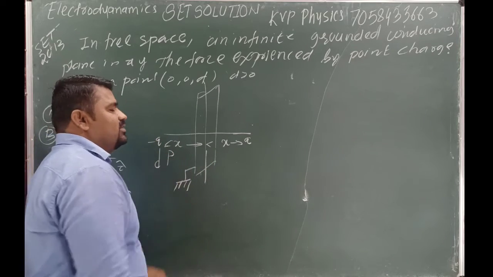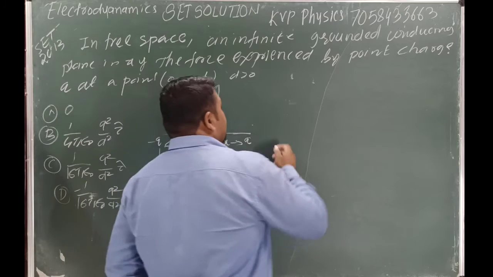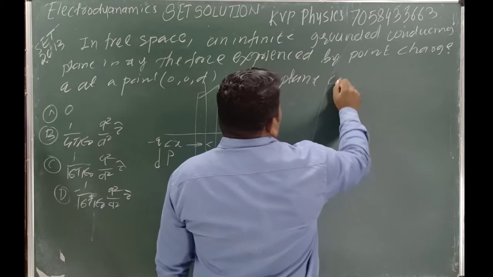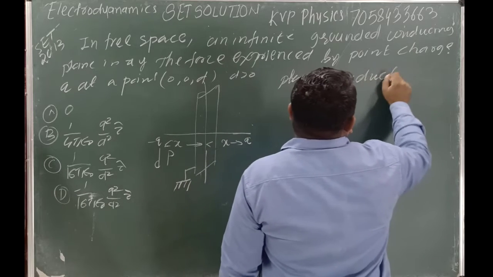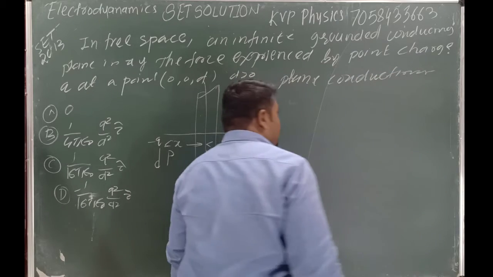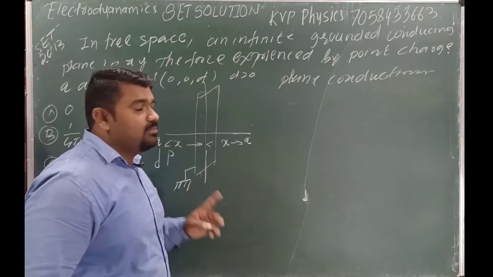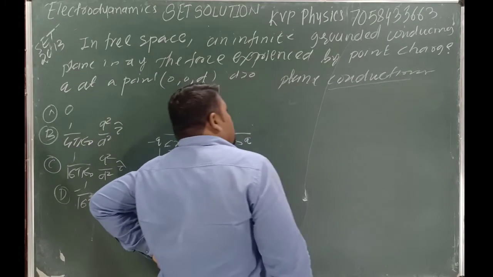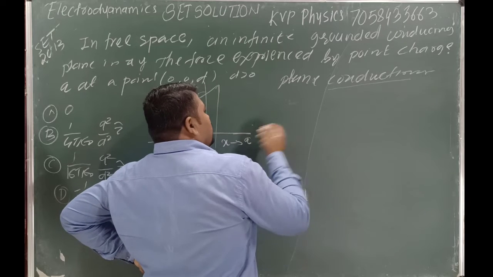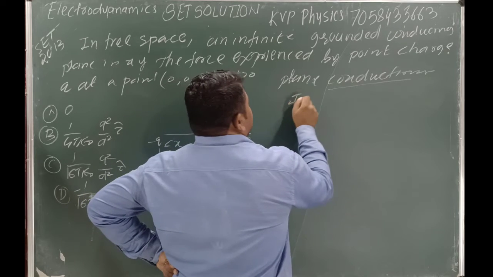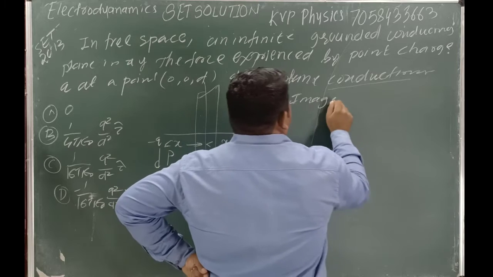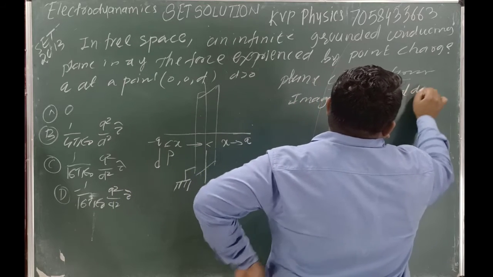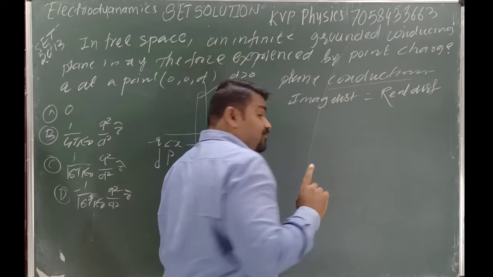What is the relation between a conducting plane system and a grounded plane system, where the conductor is grounded? Then it behaves like a mirror. What is the relation between them? Image distance is equal to real distance. This is the first case.